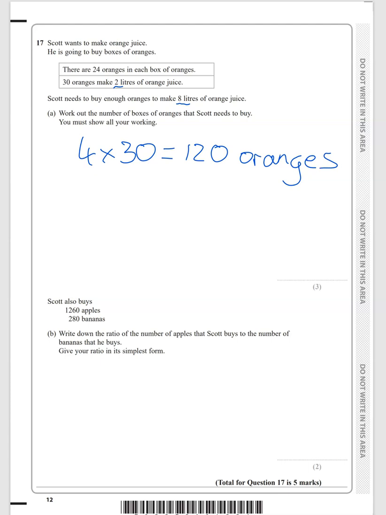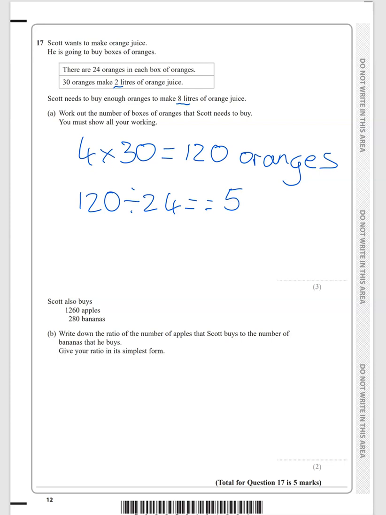Okay, so 120 oranges, but there are 24 oranges in a box. Work out the number of boxes. So we therefore need to do 120 divided by 24. Again, go for your calculator on that one if you need to. So 120 divided by 24 gives us 5. So we need 5 boxes to get 120 oranges to make the 8 litres of orange juice. Right, seems an awful lot of words there just to get the information, but Scott also buys some apples and bananas. Right, write down the ratio, the number of apples that Scott buys to the number of bananas he buys.